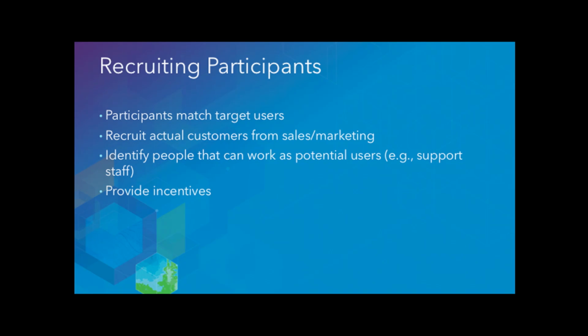And also, the last resort or second option is to identify people in your organization who can work as potential users. So we do a lot of testing with our support services colleagues because they interact with our customers on a daily basis. They are not real users, but they know enough about real users to give us valuable feedback. And then we usually provide some kind of incentive, like an Amazon gift card or free gifts, t-shirts, those kinds of things, just to appreciate people's time in giving us feedback.